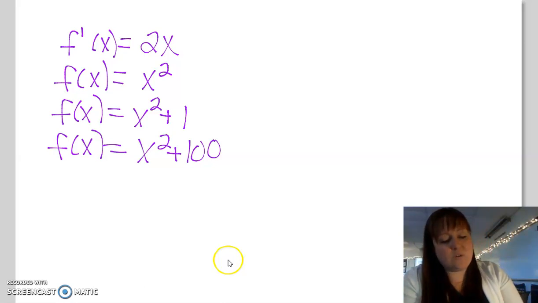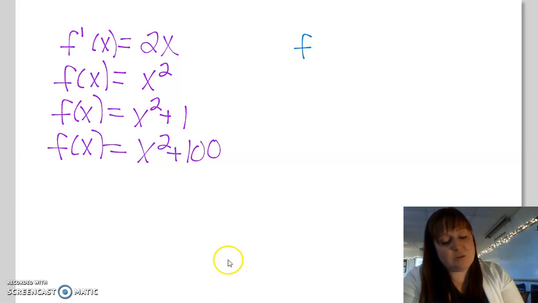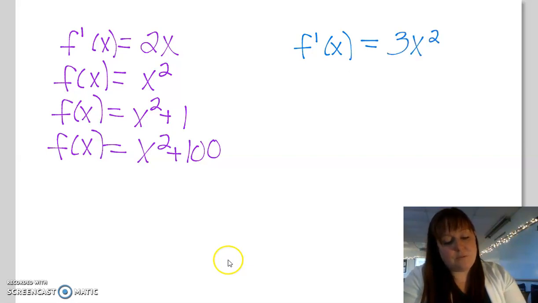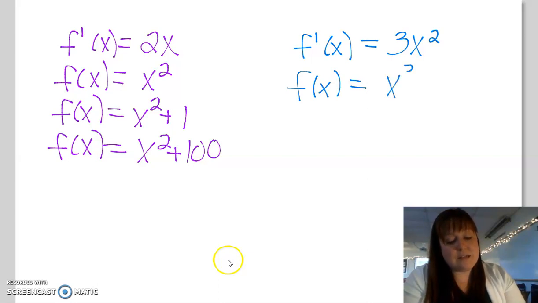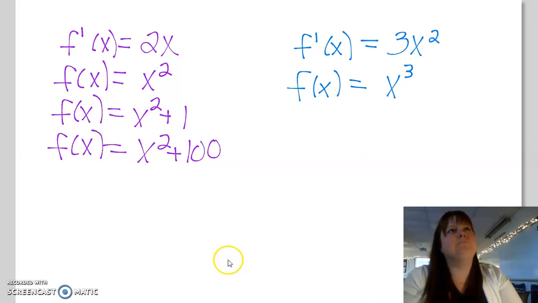So what if I gave you this derivative? The derivative of a function was 3x squared. What was the function? Again, we've done a lot of derivatives, so hopefully you can go backwards and see that it would have had to be x cubed. And if you're not sure, you can go back and say, if I have x cubed, I bring the 3 down and I subtract 1, so sure enough, it's 3x squared.